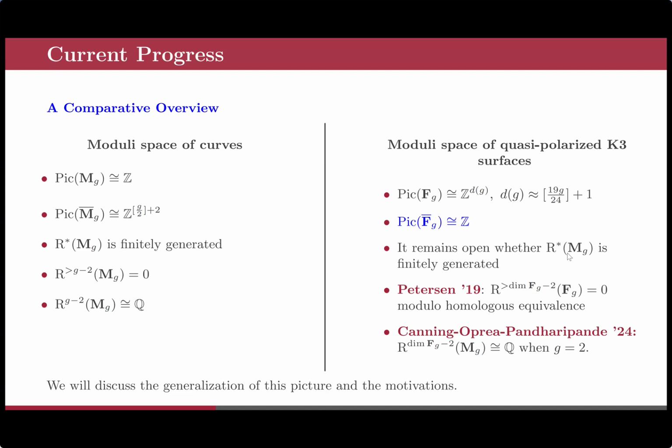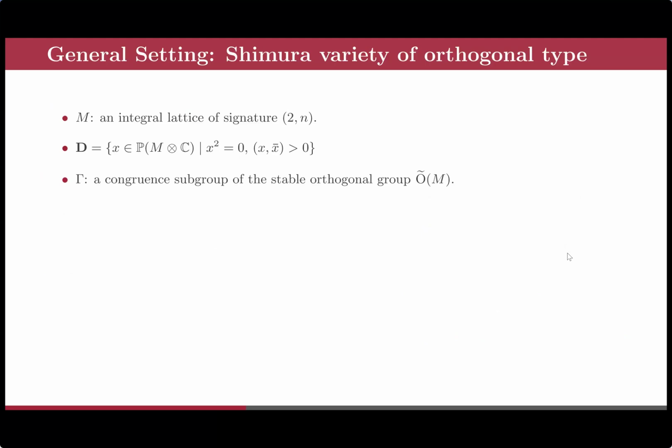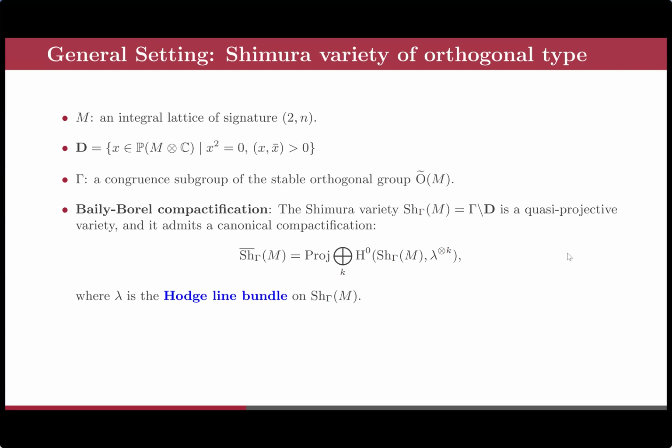Okay, let's go to the general setting. The general setting is that we study Shimura varieties of orthogonal type. Here, let M be an integral lattice of signature (2, n), and D the associated Hermitian symmetric domain. Here, gamma is some congruence subgroup lying inside the stable orthogonal group O tilde M. Of course, you can consider other orthogonal or congruence groups, but for simplicity, I just restrict ourselves to such a group. We can consider the connected Shimura variety, which is the arithmetic quotient of D by gamma. This is a quasi-projective variety, and it admits a canonical compactification.